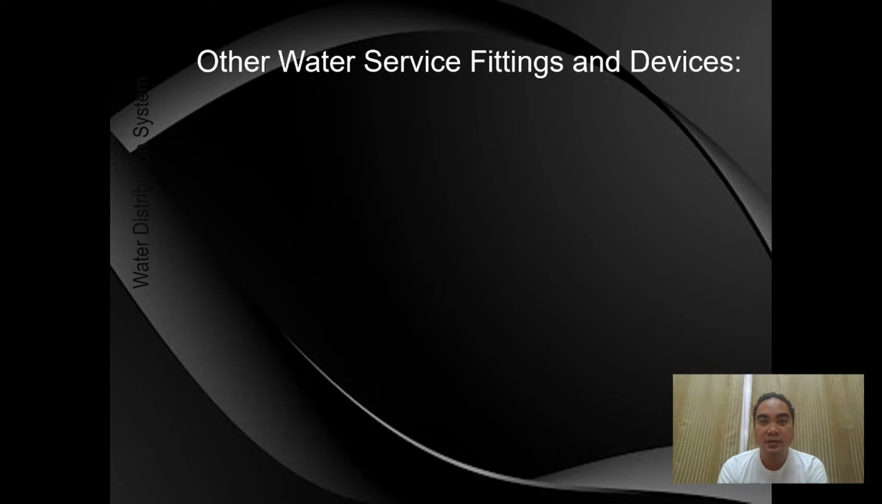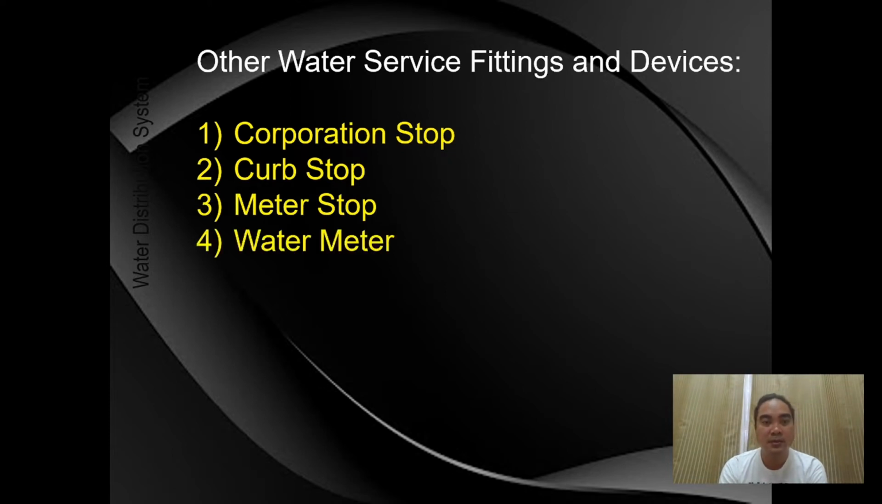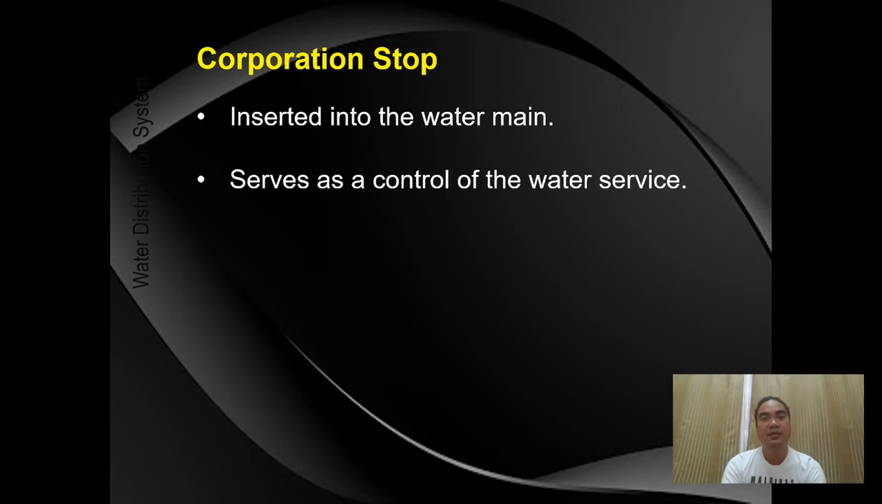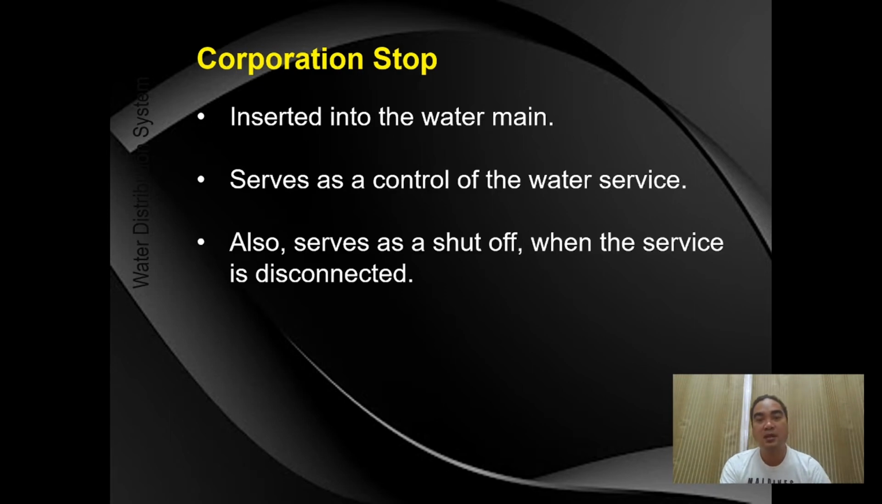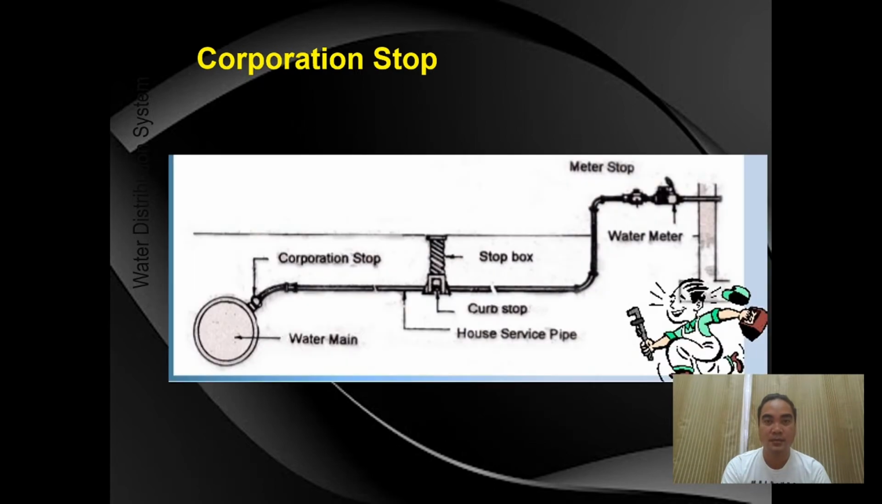Other water service fittings and devices: corporation stop, curb stop, meter stop, water meter. Corporation stop, inserted into the water main, serves as a control of the water service, and also serves as a shut off when the service is disconnected. This is the corporation stop.